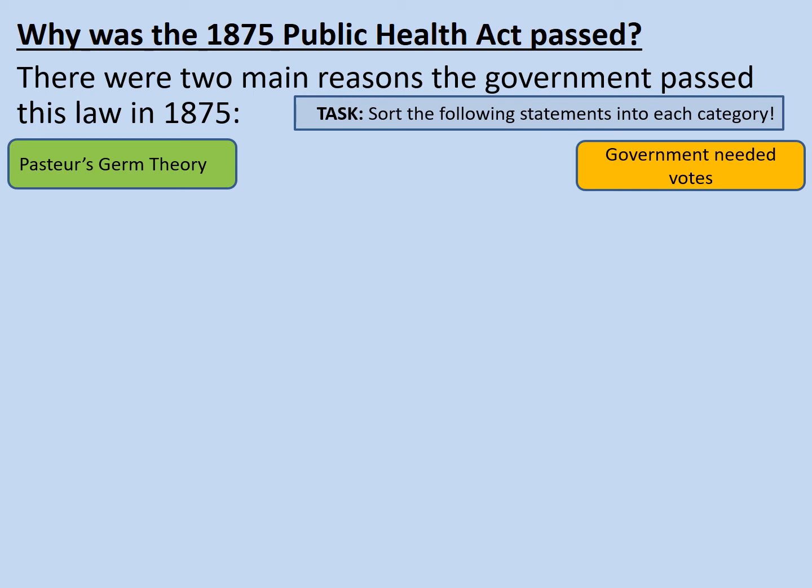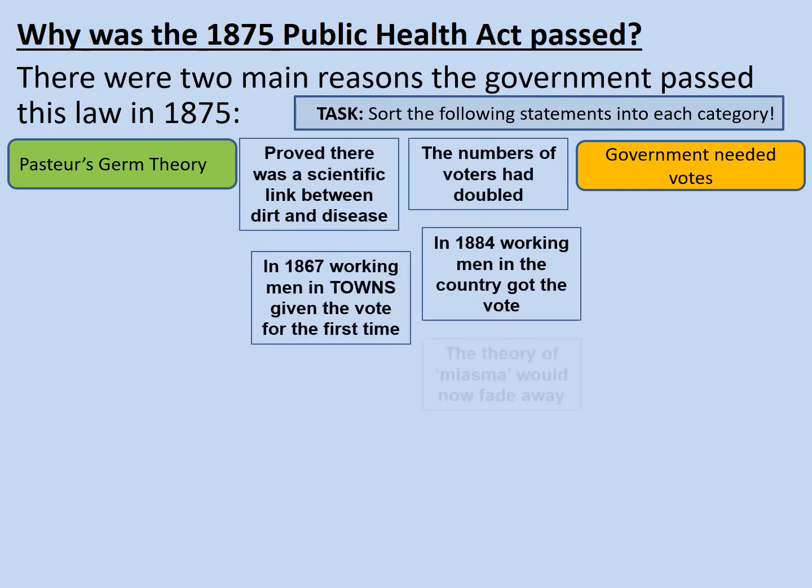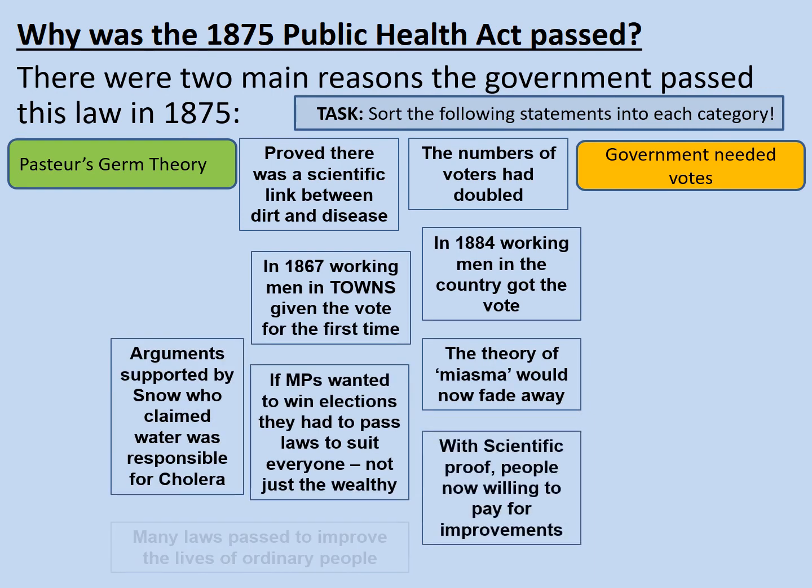What you're going to do now is sort the following statements into each category. They're going to be randomly displayed to begin with. Okay, pause the video here and start listing these factors underneath the appropriate heading. When you're done, we'll continue and have a look at the answers, and you can check them.